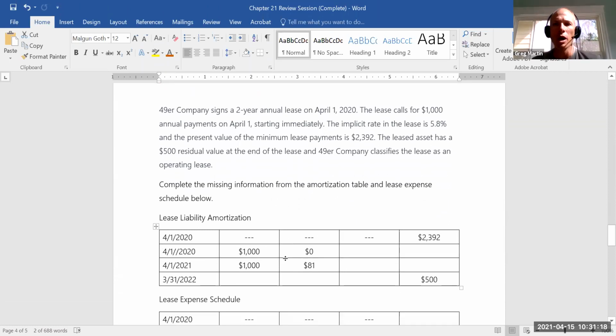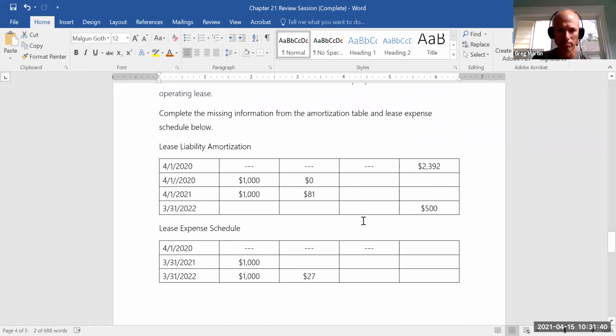All right, so this next problem, now we're transitioning to an operating lease. And so we have some information about a 2-year annual lease that's signed on April 1st. There's an immediate payment. I give you the implicit rate. I give you the present value of the minimum lease payments. I give you the residual value. I give you a lot of information. And so now I'm asking you to fill in the two tables. And by the way, there is a question like this on the test. So fill in the tables.